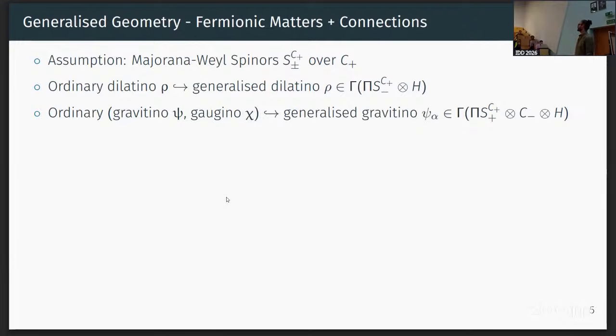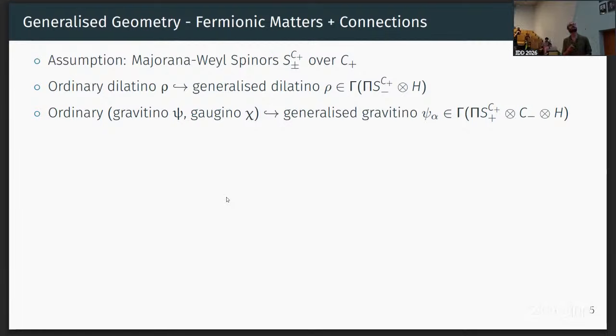Okay, then you take your ordinary fields of supergravity. First of all, you have a dilatino, corresponding to the dilaton, of course. And the generalized dilatino is not as interesting. One thing we do here is that all spinors we take to be spinor half densities. So we weight them by some half density factors, which makes the supersymmetry transformations much more simple.